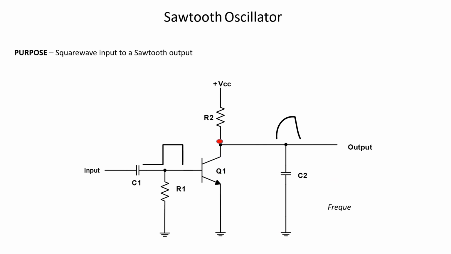Now, notice how one square wave input creates one sawtooth output? That tells me that the frequency of the output is determined by the input. Hashtag no math required. Frequency in is equal to frequency out. So if you're doing math, you're probably wrong.